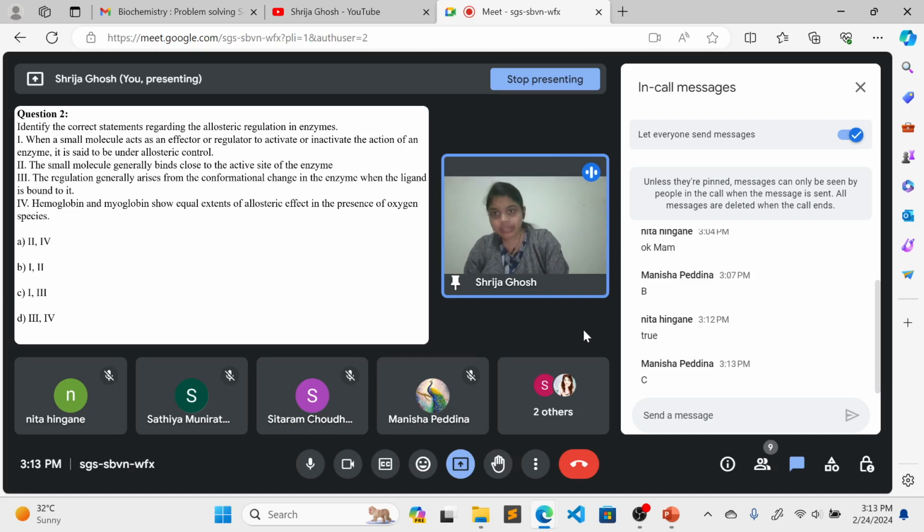Okay, so the second statement, the small molecule generally binds close to the active site of the enzyme. That is a wrong statement, because if a molecule binds close to the active site of the enzyme, it will inhibit the enzyme. It cannot regulate the enzyme. It can actually permanently inhibit the enzyme.